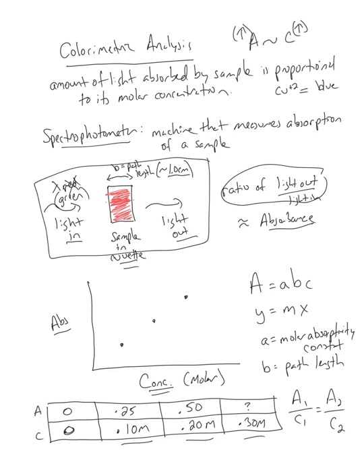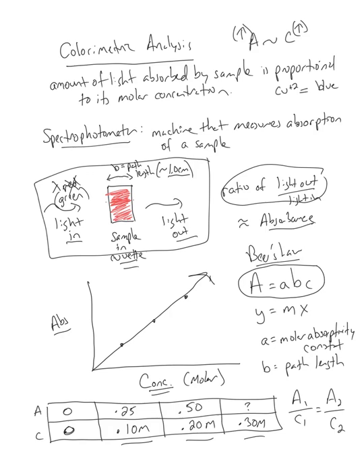So then if I go ahead and sketch a best fit line, we will get this relationship. And this is called Beer's law. Beer's law is this linear relationship between absorbance and concentration using colorimetric analysis. The equation, which is on your green sheet, is big A equals ABC.